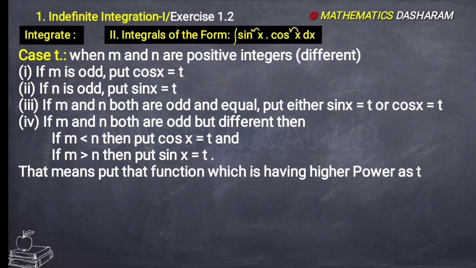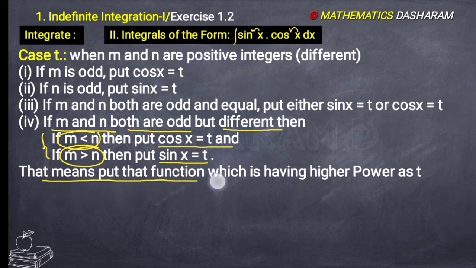Next, the fourth point: if m and n both are odd but they are different, in that case we have to compare m and n. If m is less than n, then put cos x equals t, and if m is greater than n, then put sin x equals t. So what is the meaning of this? That means put the function which has the highest power as t.